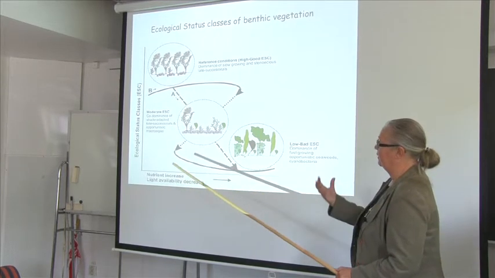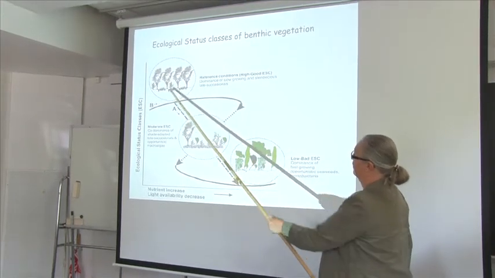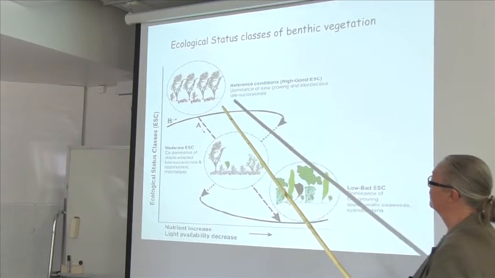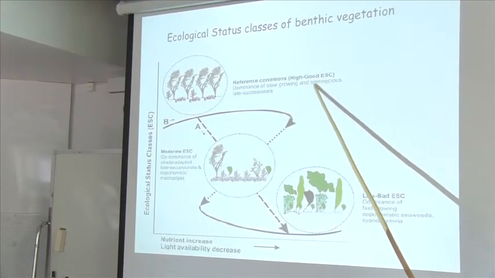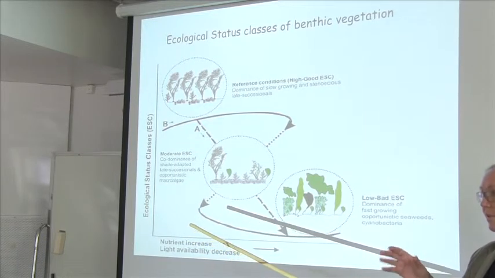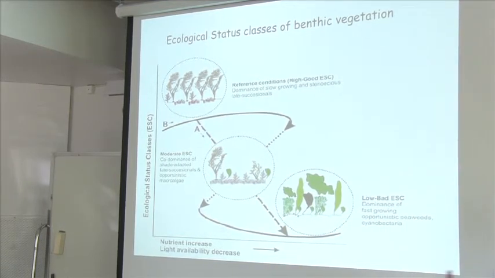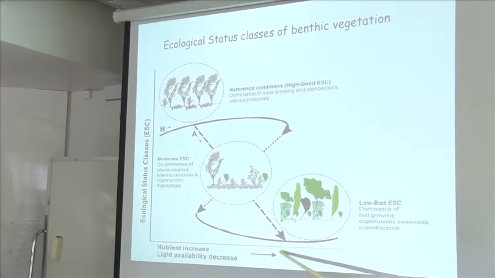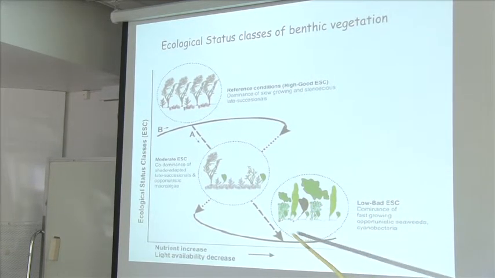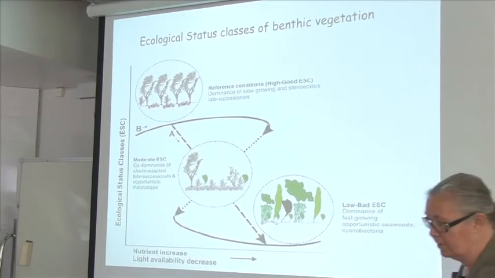So if we put these two different types into some group of classes, we would get in the reference good conditions a dominance of these rather large kelp forming or fucus communities, slow growing. Stenoecious means when you have a very narrow type of habitat or you occur in a very restricted type of late succession, so you are late in the succession, not early. And here you have the nutrient increase and decreasing light availability with the low and bad status, with dominance of fast-growing opportunistic seaweeds and also cyanobacteria.